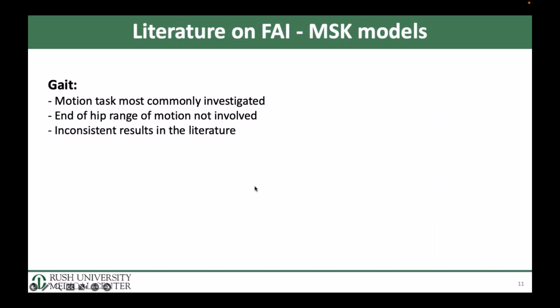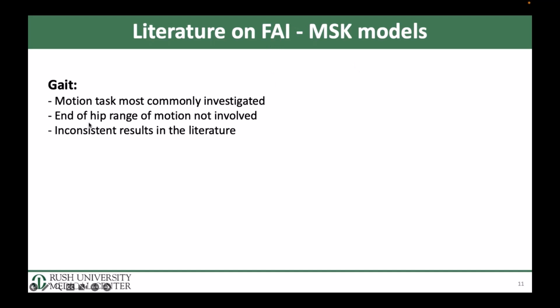Okay, now I would like to focus on some specific studies that you can find in the literature dealing with the implementation of musculoskeletal models for patients with FAI. Specifically, I would like to focus on the different kinds of motion tasks that are analyzed. We will start here with gait, which is the motion task that is actually most commonly investigated in general in motion analysis studies, and also for this subset, so musculoskeletal models for patients with FAI.